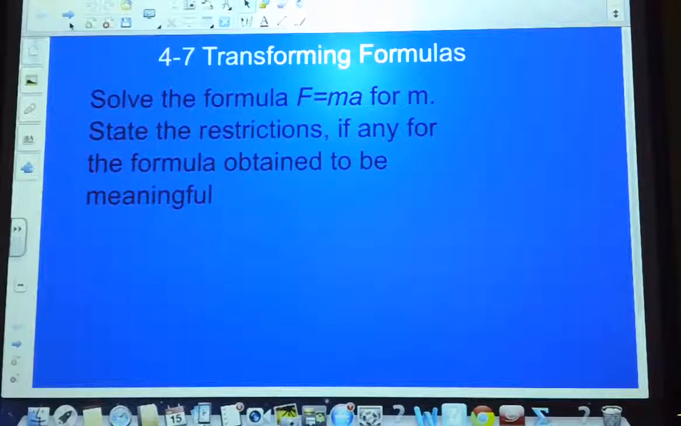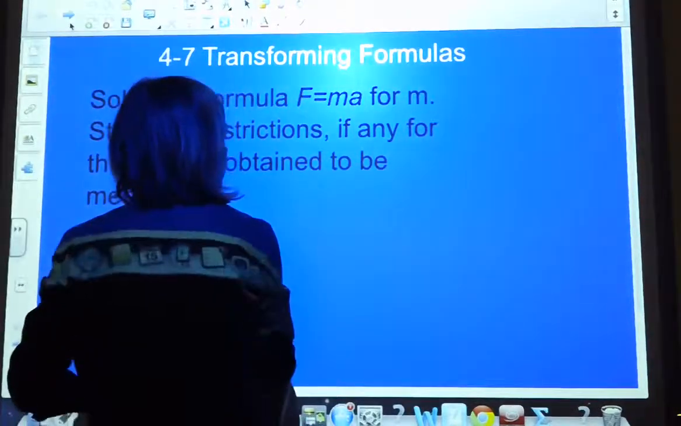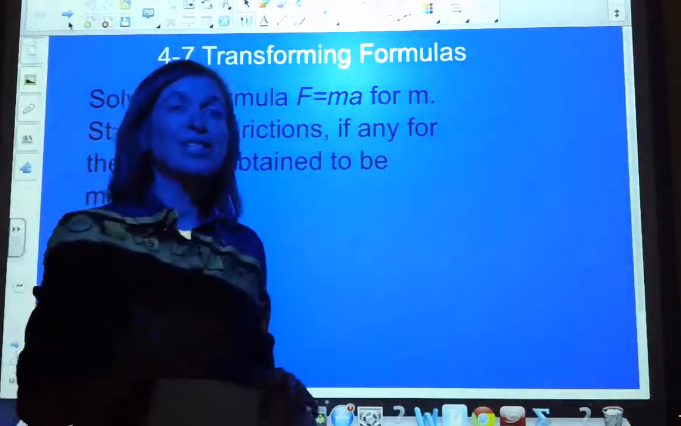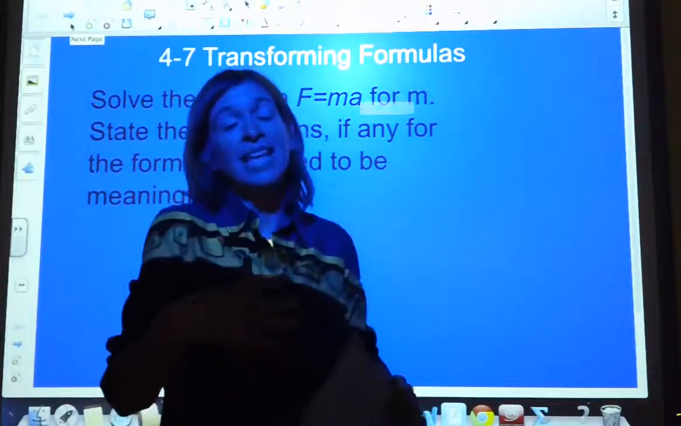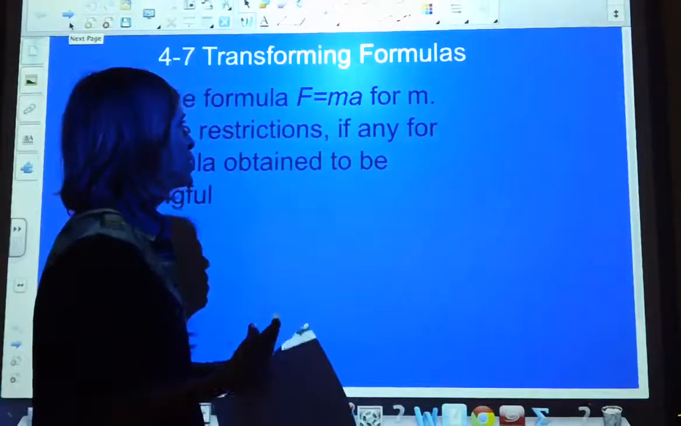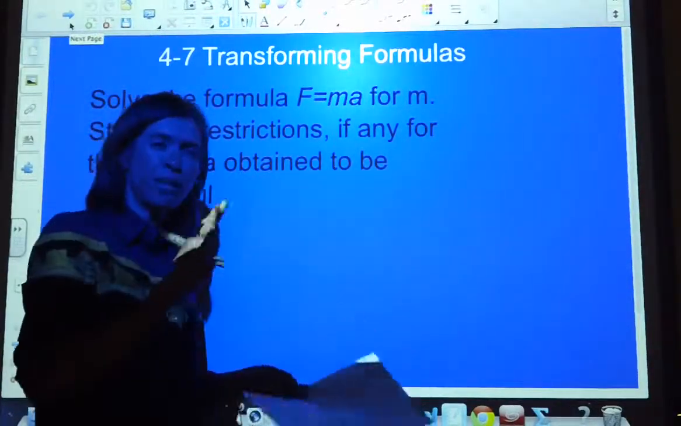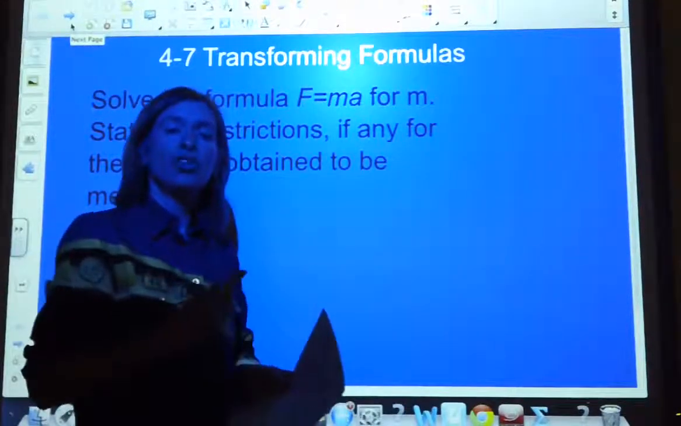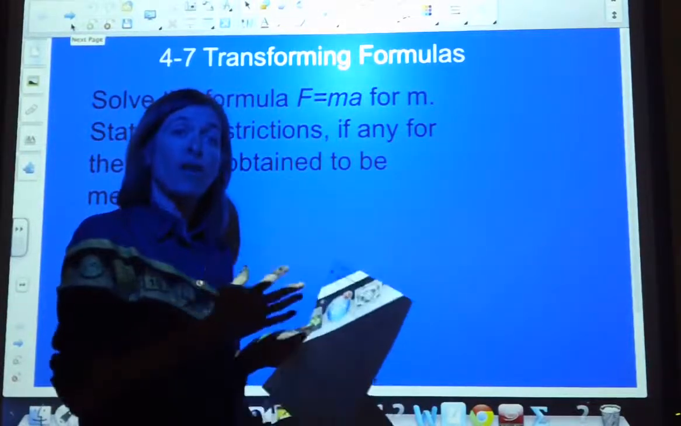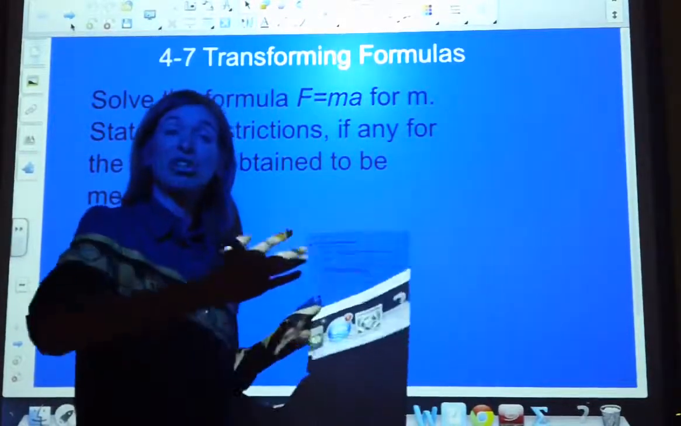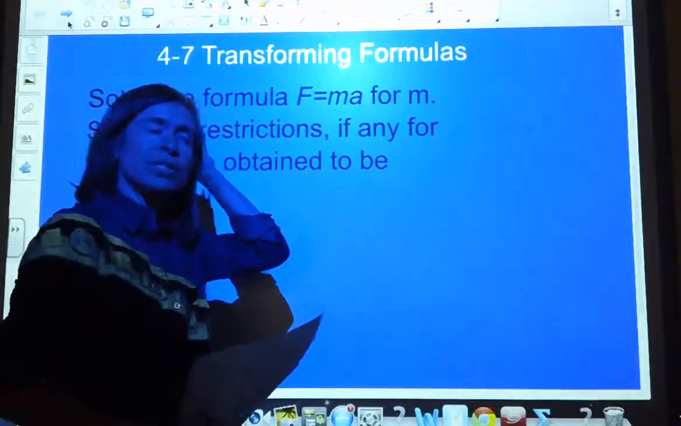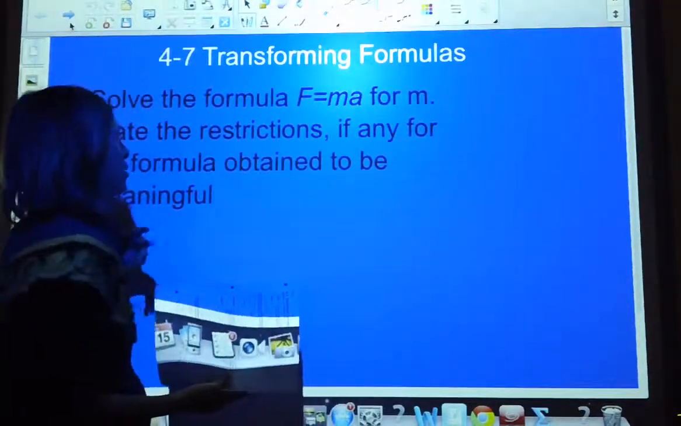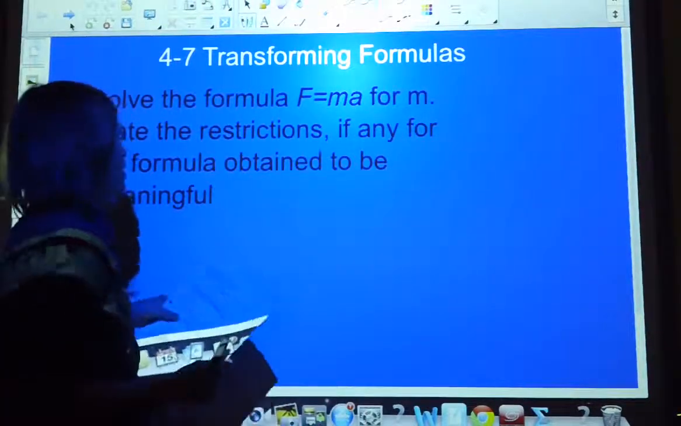Hi guys, so today we're going to be transforming formulas. Now, we've been solving equations, and now what we're going to be doing is looking at how we can manipulate formulas so that we're solving for one variable in terms of the other variables. So let's look at an example, because I think it's usually easier if you can see it by example.